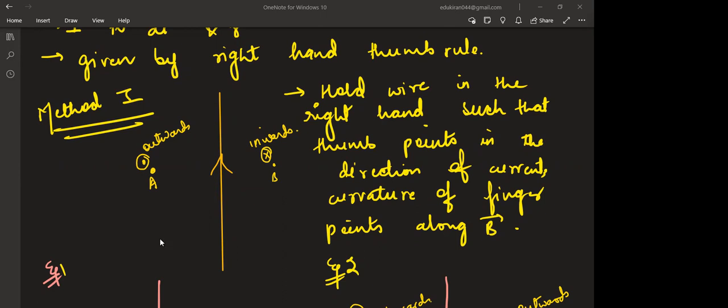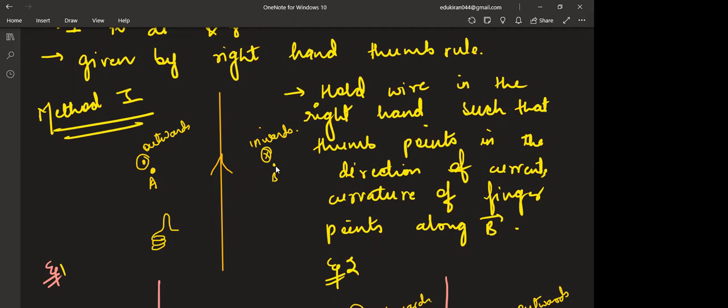If you place your thumb like this, upwards, pointing in the direction of current, the curvature of the fingers will give the magnetic field's direction. At this particular point, the thumb is pointing upwards and your fingers are curling outwards, right? So this is what is meant by this first method.